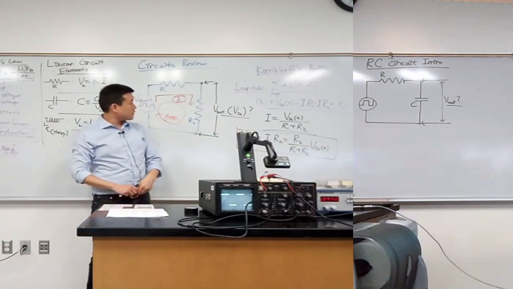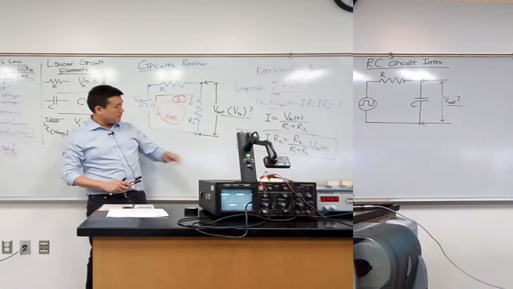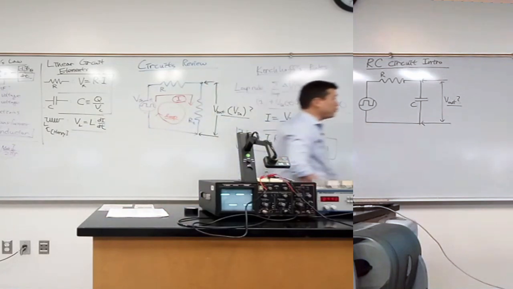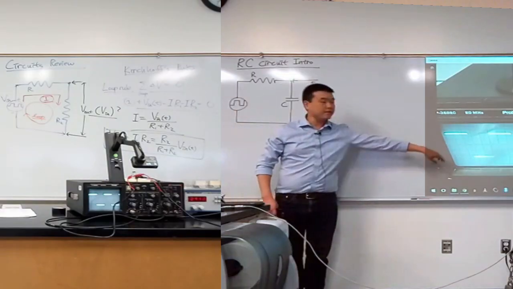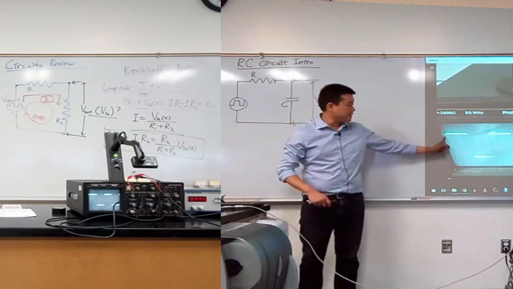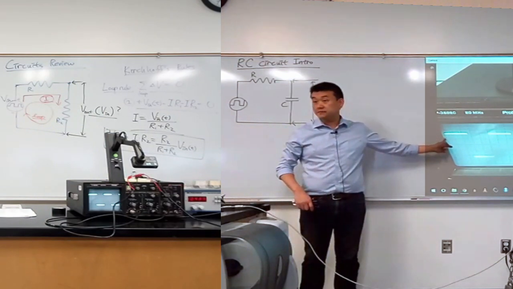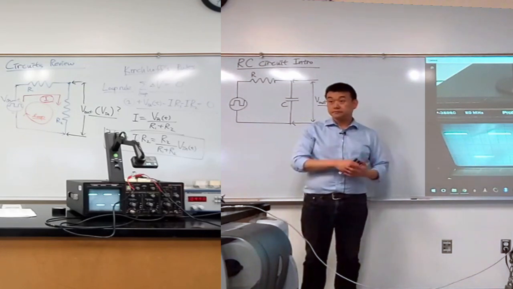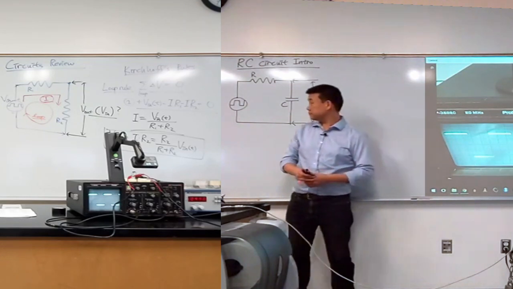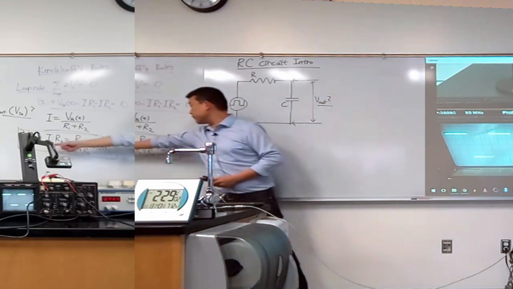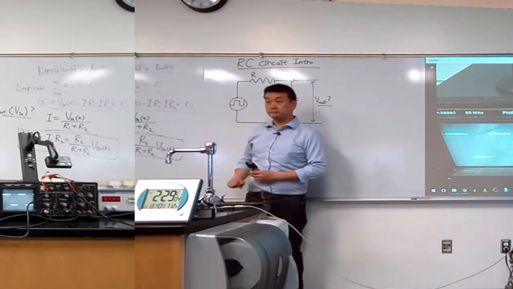Let me ask you this question. If I plot both V out and V in at the same time on the same graph, how do you think they will compare? Does V out rise at the same time V in is rising? Does it drop at the same time? Are they synchronized? When you look at this, is there anything here that says V out is not synchronized with V in?